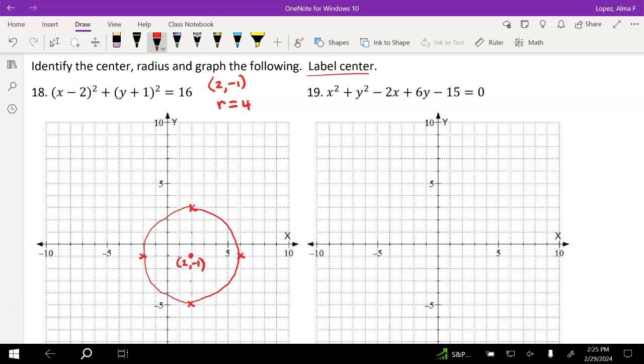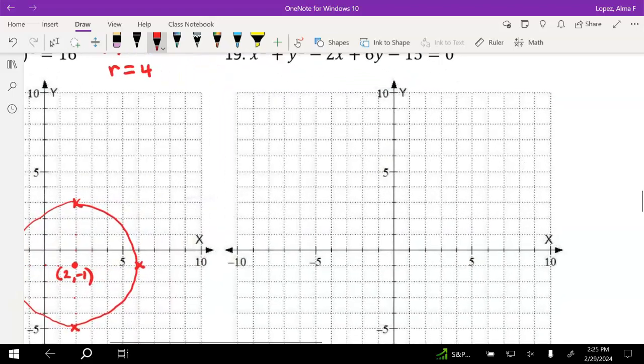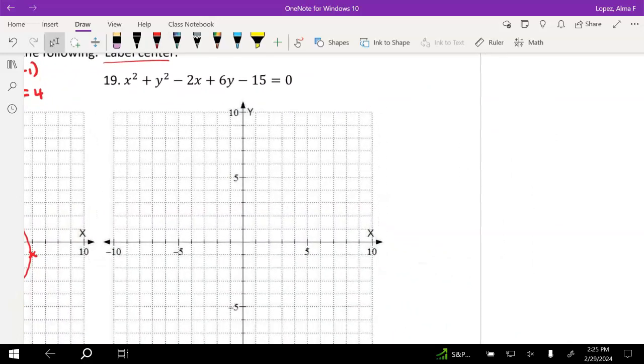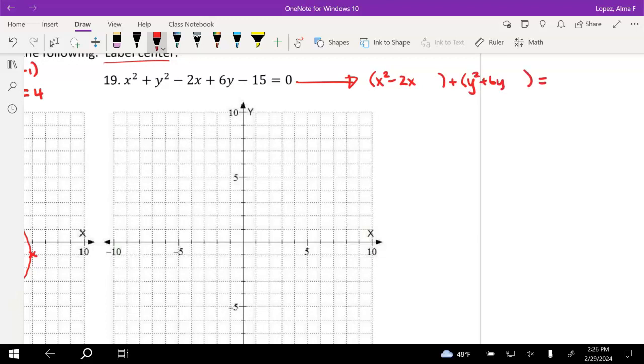For number 19, we're actually going to have to get it in the right form. So let me make some room over here. I'm going to work on getting it in the right format. We're going to group our X's together first. Leave a little room. Group our Y's together. Leave a little room. And move our 15 over to the other side. It becomes a positive.